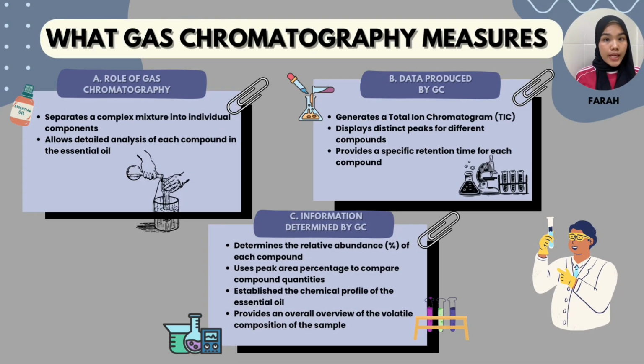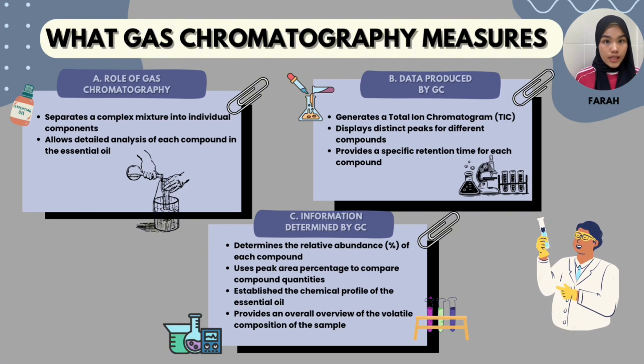Next, I will explain what gas chromatography measures. First, under the role of gas chromatography, GC is used to separate a complex mixture into individual components. In this study, it allows us to separate and analyze each compound present in the essential oil in detail.